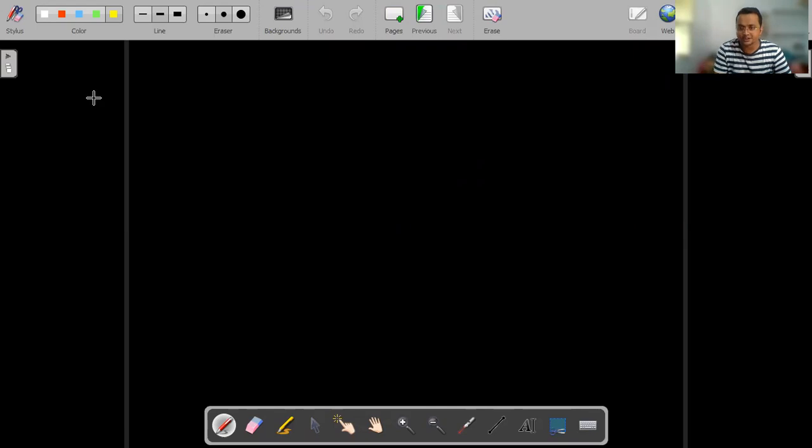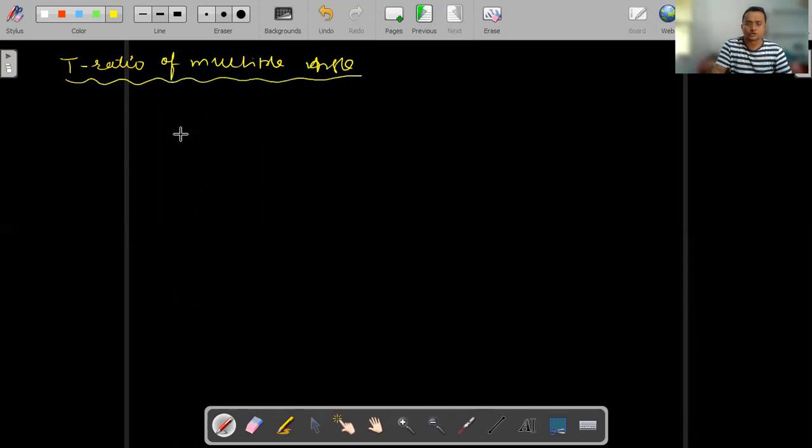Last class we did discuss T ratio of multiple angle. First we discussed sine 2a, then after sine 2a, cos 2a, isn't it? Tan 2a, and sine 2a in the terms of tan, then cos 2a in the terms of tan. Everything we discussed in the last class.